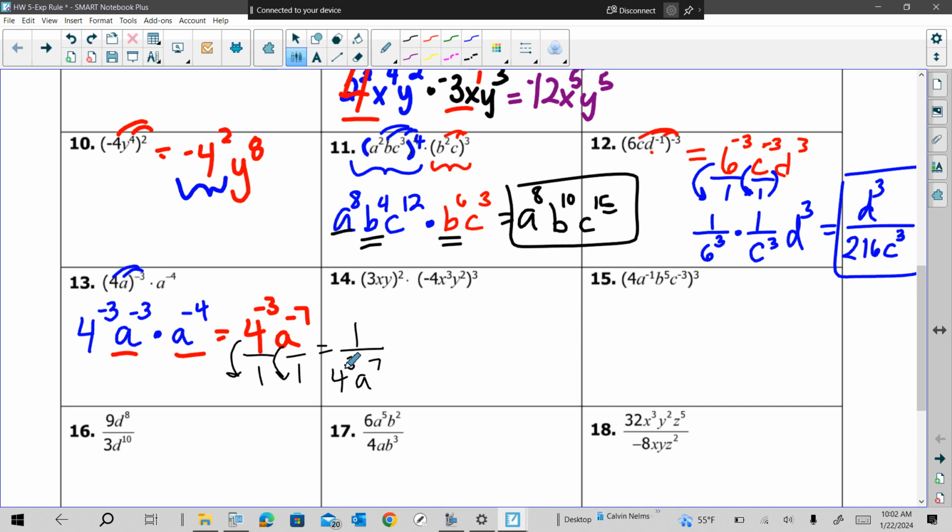So you need to do one at a time. Like on 14, you need to do this one first. And then, or actually no, this one first. Sorry. They're both power rules. So I would raise that to that power first. And then I would do this power, to each term, second. And then multiply them together.